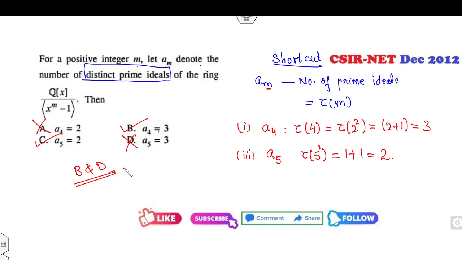How many seconds are needed to solve the problem? A fraction of a second. Moreover, in the examination, you don't need to write anything. You can do your calculation in your mind as well.